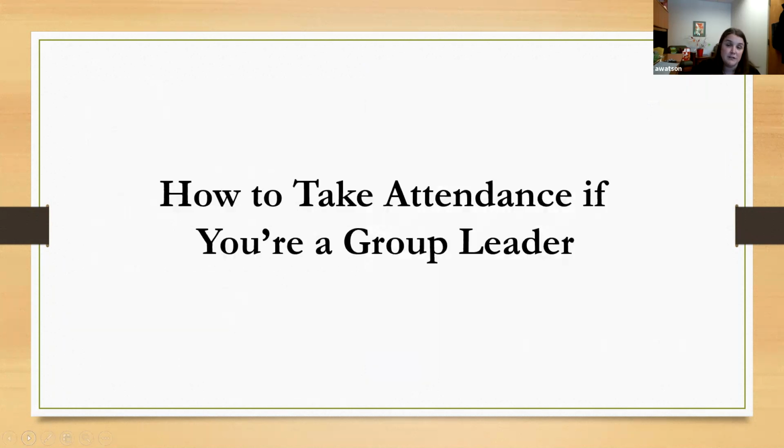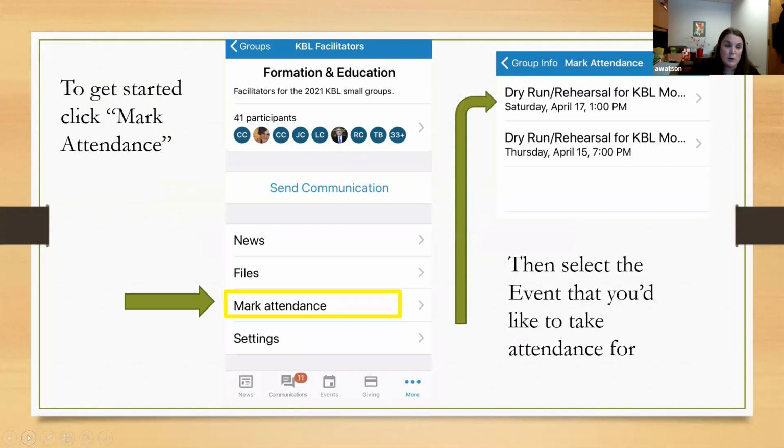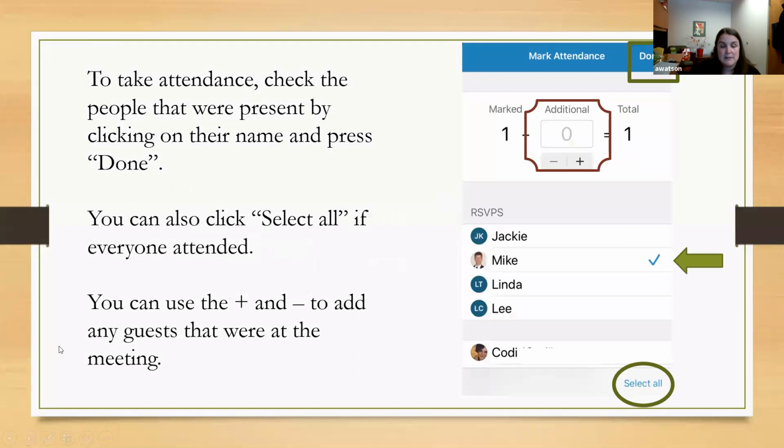If you are a group leader for a group, you're able to take attendance for group events and meetings. So you will go into your group and then you will select mark attendance, and then you select the event they'd like to take attendance for. To take attendance, you will check and click all of the people that attended. You can also select all.